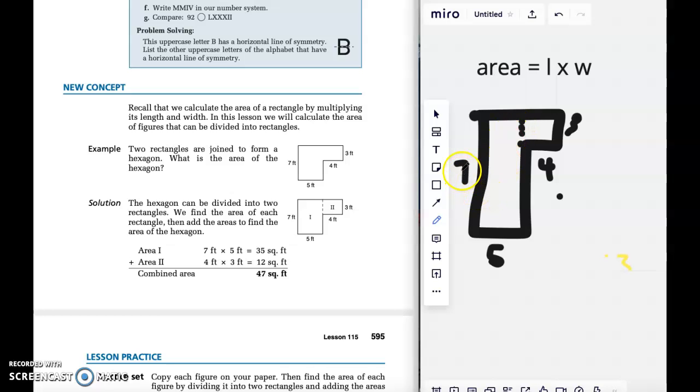And when we multiply its area, 7 times 5, this area is 35 square units. This area is 3 times 4, and that's going to be 12. So we're going to add up 35 and 12, and we're going to get the combined area of 47 square units, or feet squared, right? And that's literally the whole concept.